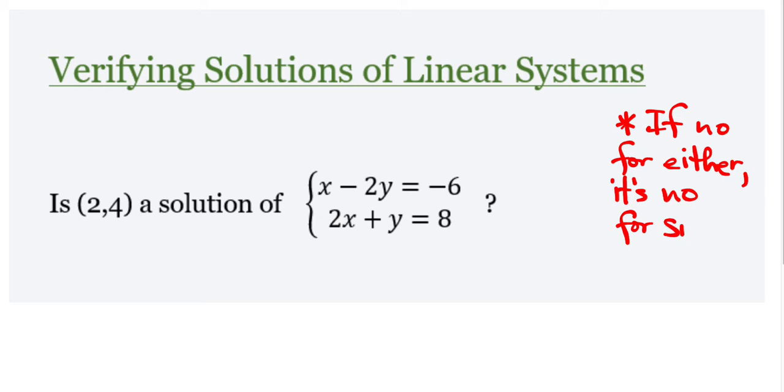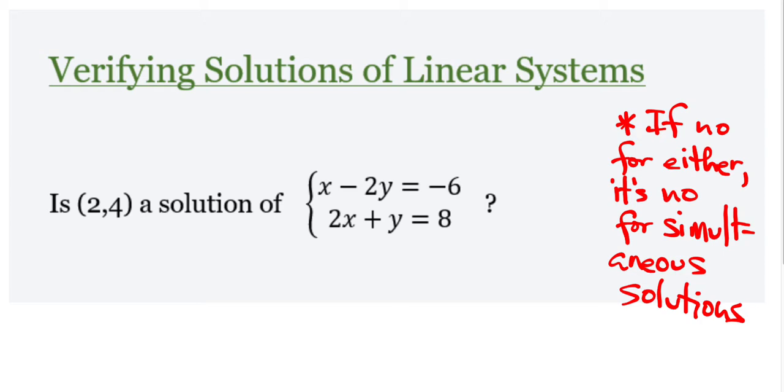So these are called simultaneous solutions, which is horrible, right? I'm gonna run out of space. Simultaneous solutions means it has to work in both. So if it doesn't work in both, then it's not.